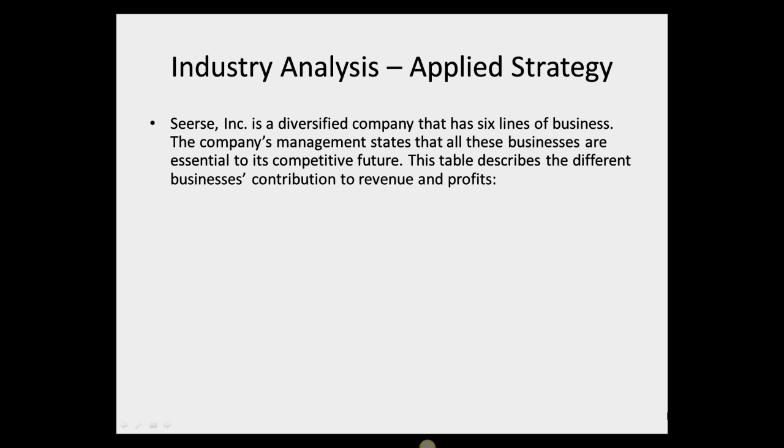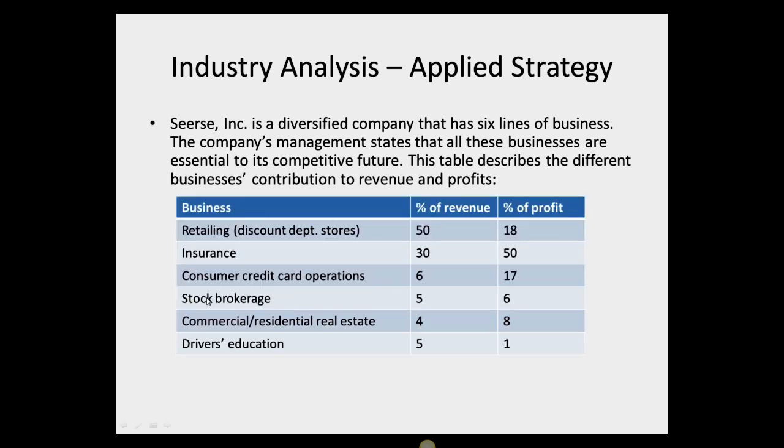So I want you to think about a question here. Sears is a diversified company that has 6 lines of business. The company's management states that all of these businesses are essential to its competitive future. And the following table describes the different businesses' contribution to revenue and profits. So you can see here that they're a corporation and they have different business units, and this is each business unit's percentage of revenue and percentage of profit.